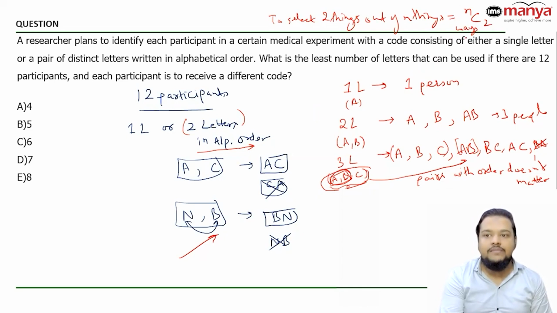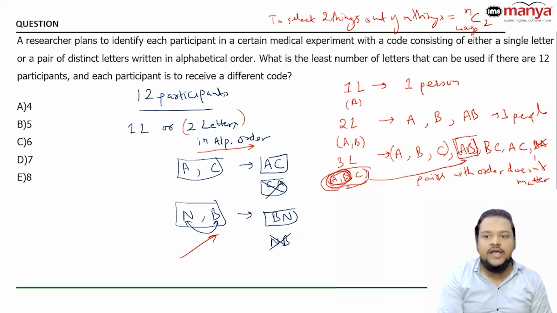Okay. Now, why I'm using C? Because C is to be used when order of selection does not matter. Okay. And you can see that, right? When I'm selecting A and B or B and A, it does not matter, right? Because ultimately there will be only one code going to be formed, that is AB.